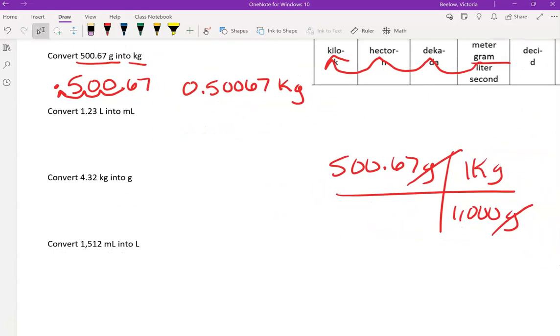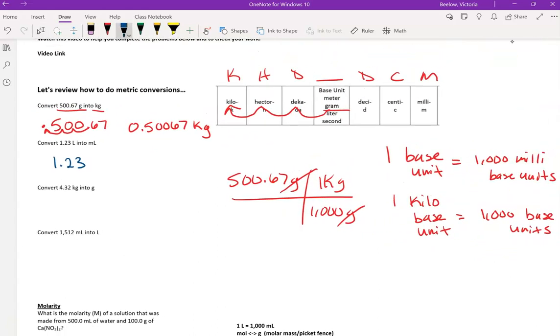All right, so next I'm going to convert 1.23 liters into milliliters. So liters, that's our base unit that is here, and we have to convert it into milliliters. So I would move 1, 2, 3 spaces to the right. 1, 2, 3. So my decimal is here. So that would be 1,230 milliliters.